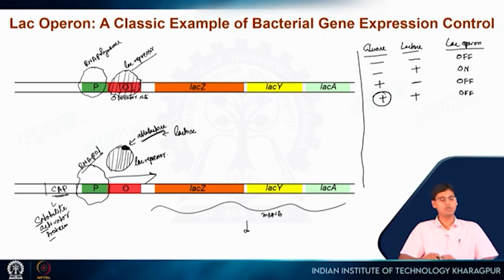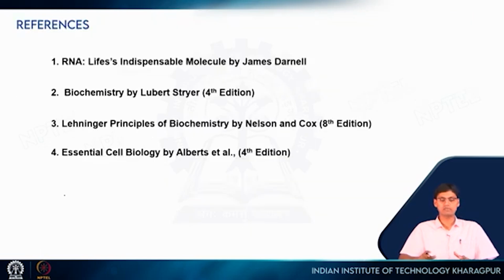And because of this beautiful work, Jacob and Monod received the Nobel Prize. I just mentioned in the previous slide, you can look into it. And now this is just one example, and this is some kind of overview of gene expression. That's all for today, and any standard textbook will be fine for further reading.